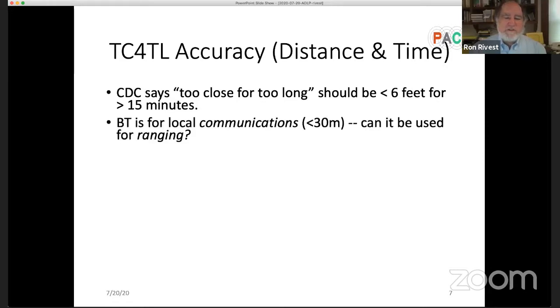So Bluetooth is used for local communications, and it's good up to maybe 30 meters, 100 feet or so, depending on the environment. So can it be used for ranging? Can you measure the 6 foot distance accurately, even if your devices communicate at a fair amount more than that?